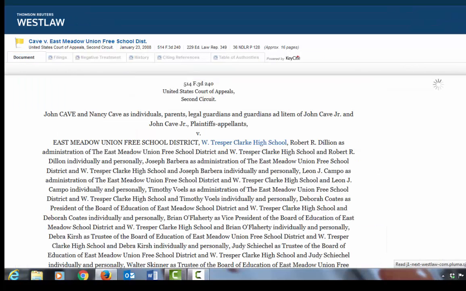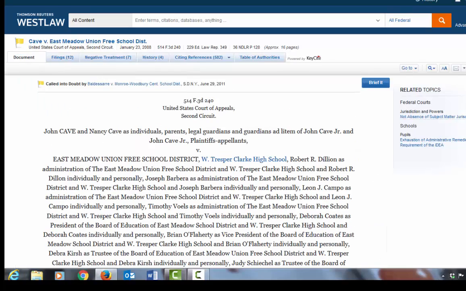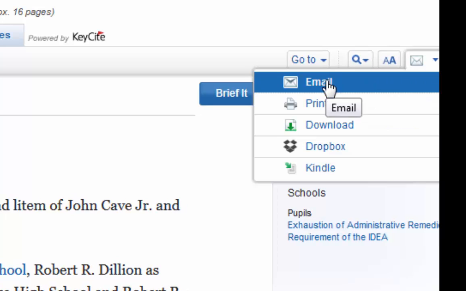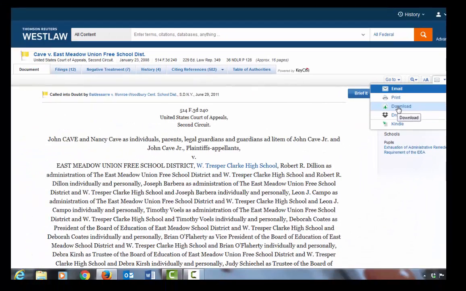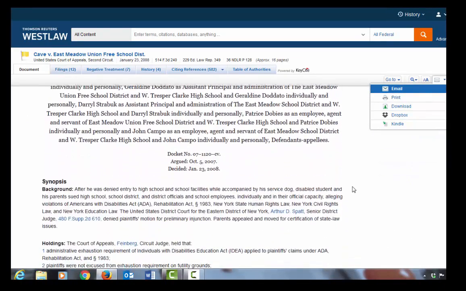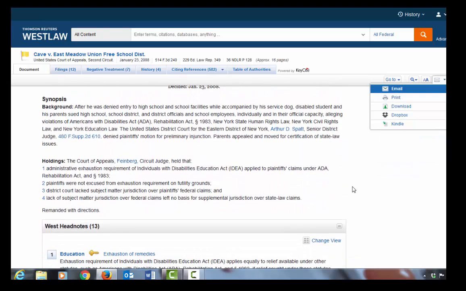And then lastly, I just wanted to point out that if you wanted to email the case to yourself, this opinion, you can email it to yourself right here on this right-hand side. You can also print it or download it and save it on some device of your choosing. So there's a lot to it, of course, and certainly not easy reading. But if you'd like some assistance, please let me know.